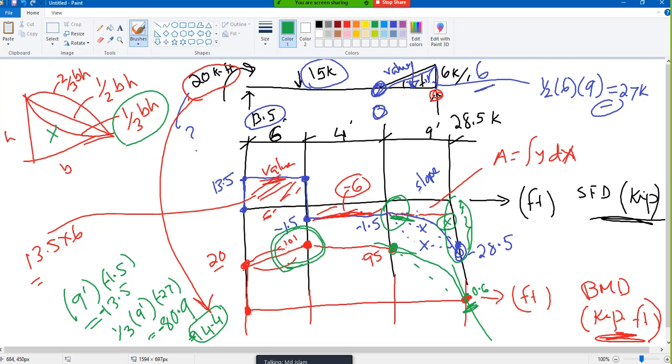Okay, so hopefully you got how to find the diagram of a non-conventional beam. Okay, let me turn off the video, it's becoming so big.